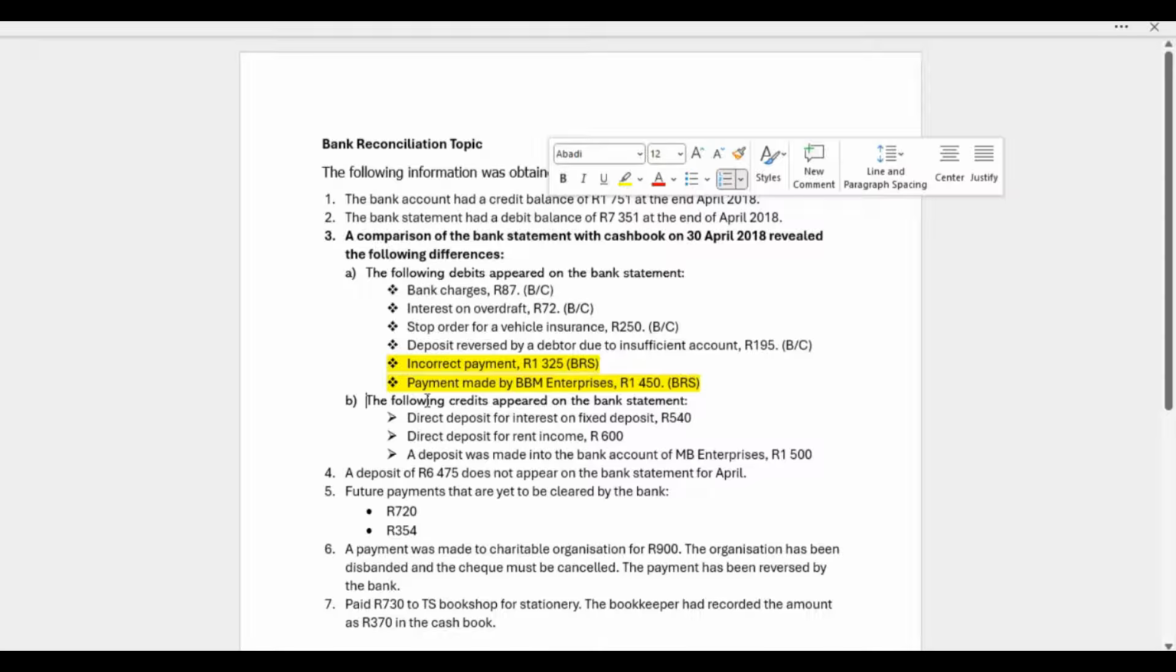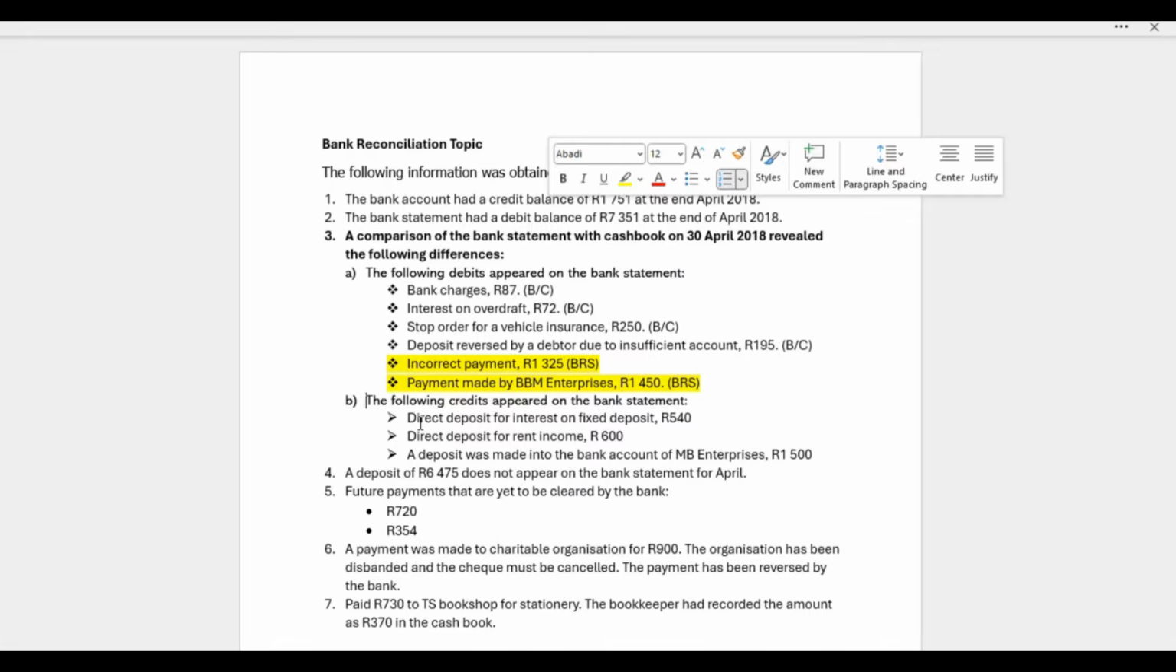So B, they say the following credits appeared on the bank statement. Let's see where to fix this. It means they did not appear in the bank account, or if there's any mistake, it should be corrected in the bank reconciliation statement. So bullet number 1 says direct deposit for interest on fixed deposit, 540.